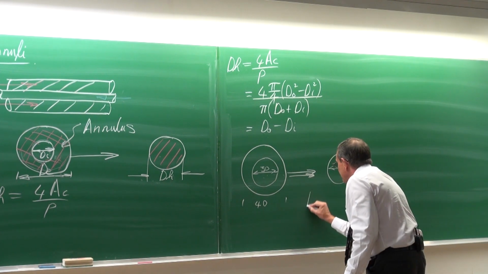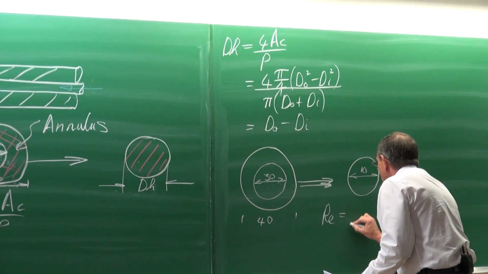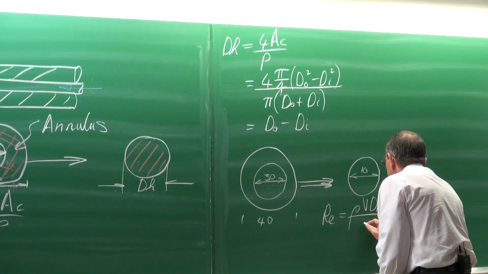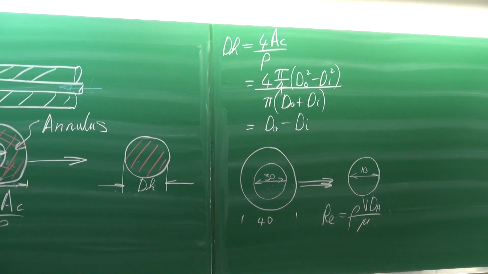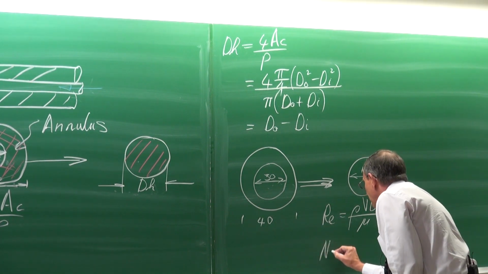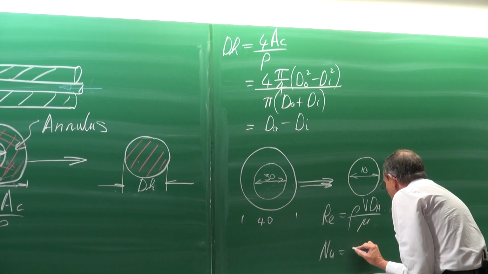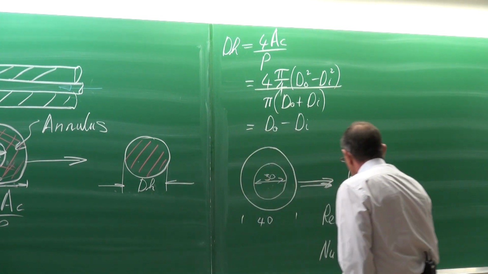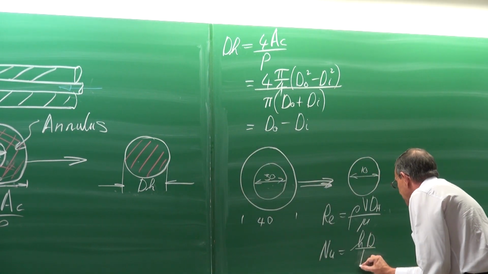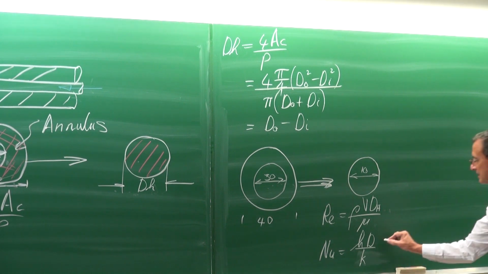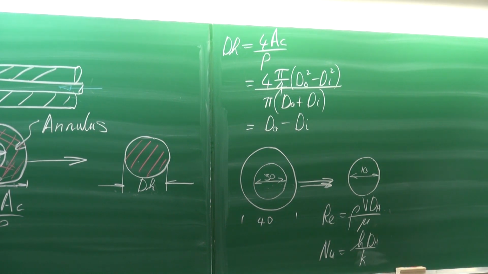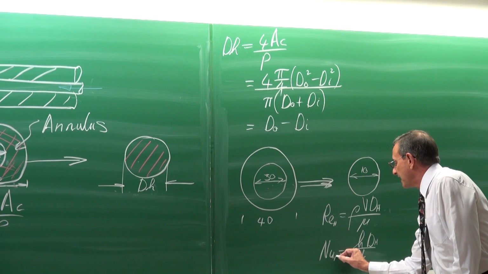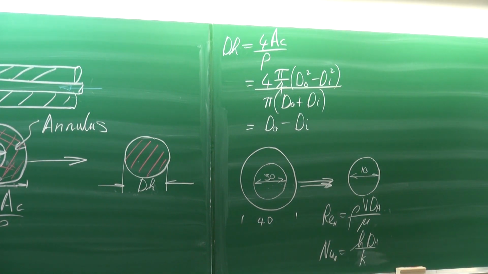Based on this, we can calculate the Reynolds number, which is equal to rho V multiplied by the hydraulic diameter divided by viscosity. And the same with the Nusselt number, which is equal to hD divided by k: the heat transfer coefficient multiplied by the diameter divided by k. This is the hydraulic diameter. To indicate this, in many cases they put an H there to indicate it is based on the hydraulic diameter.